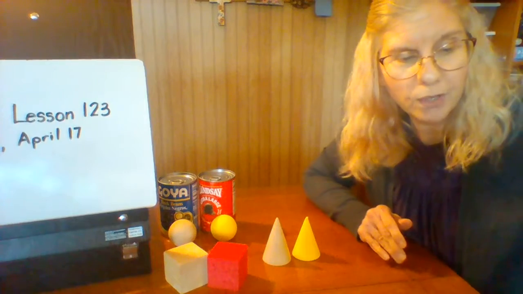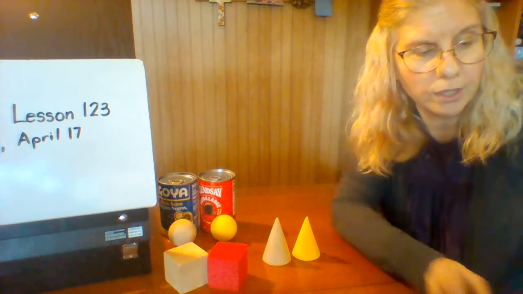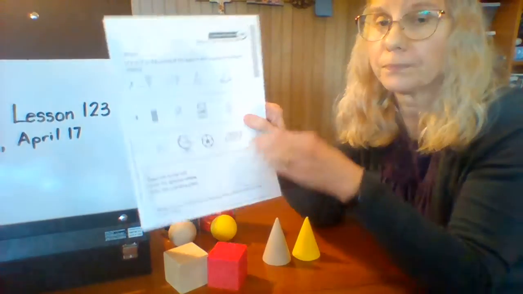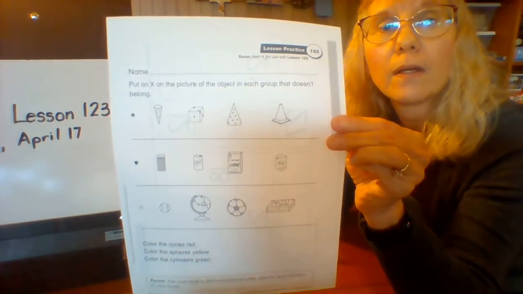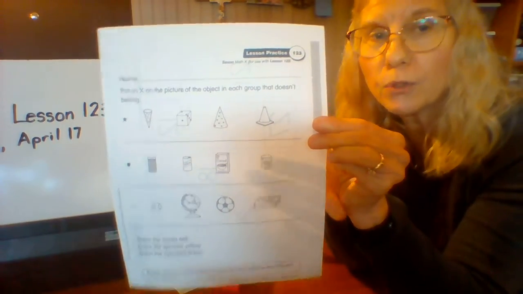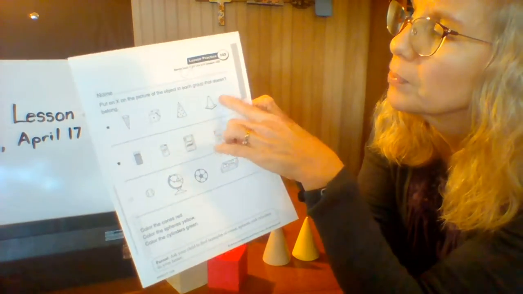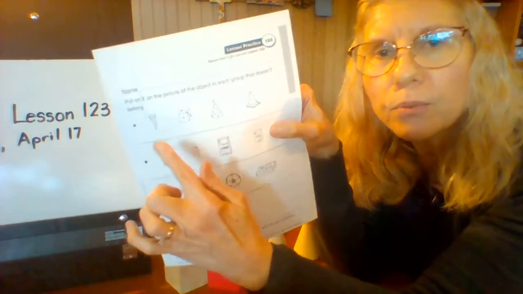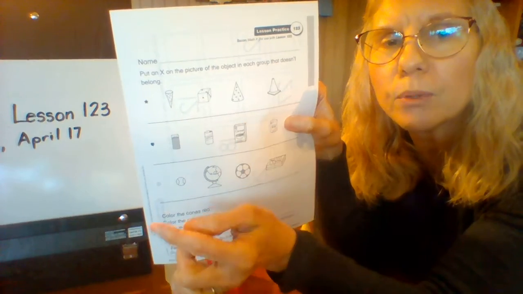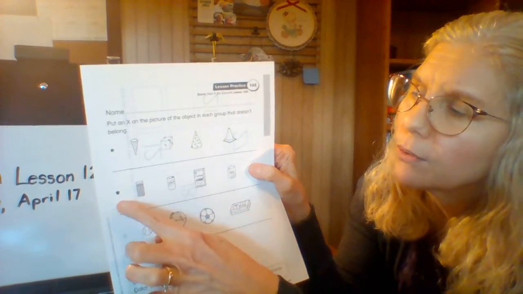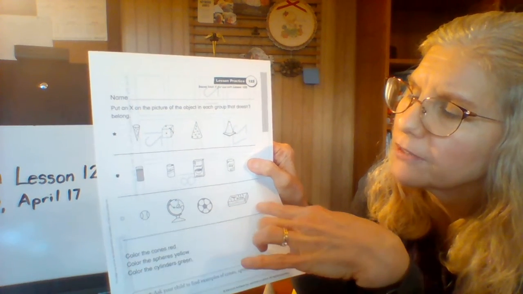I need you to find your worksheet, and it looks like this. And you're going to be able to do most of this yourself. It says put an X on the picture of the object in each group that doesn't belong. So which ones look kind of alike and which one looks different? And the one that looks different, you want to put an X on that one. Same thing with the row with the heart. And same thing with the row with the smiley face.